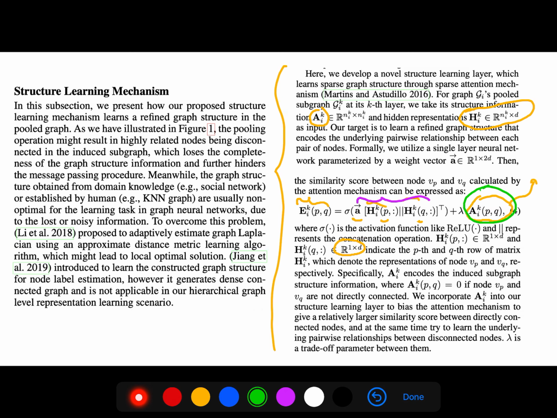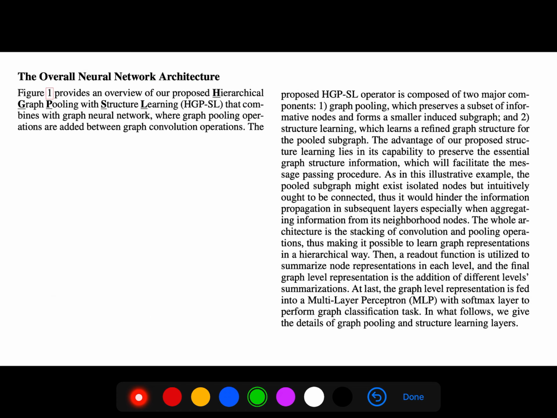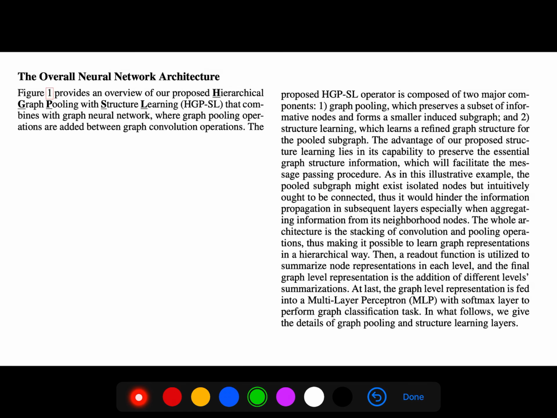Even H to the K, if you remember here, H is not to the power of K. It's just the update. It's not superscript. It is lower script, and it's just a simple graph convolution. And W is a trainable weight matrix. So there is nothing to do with higher order random walk. It cannot represent that.